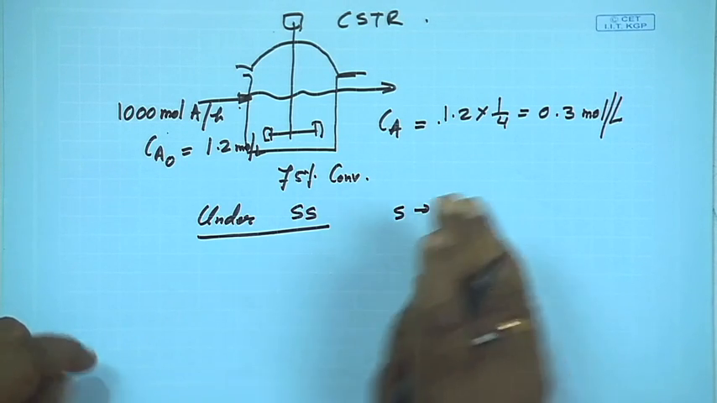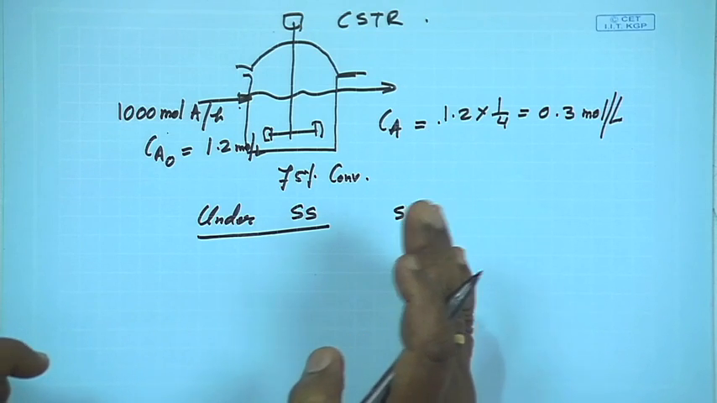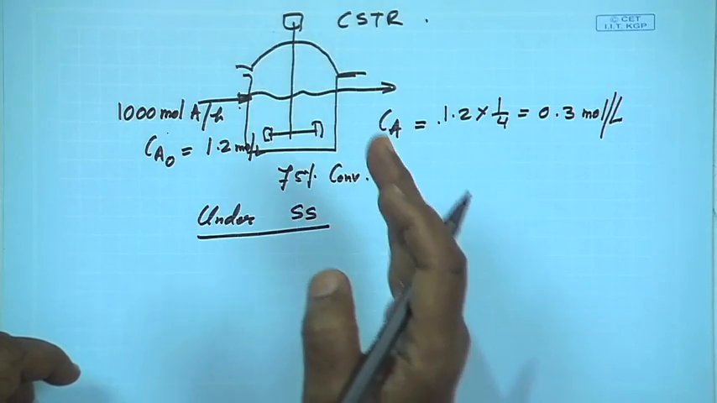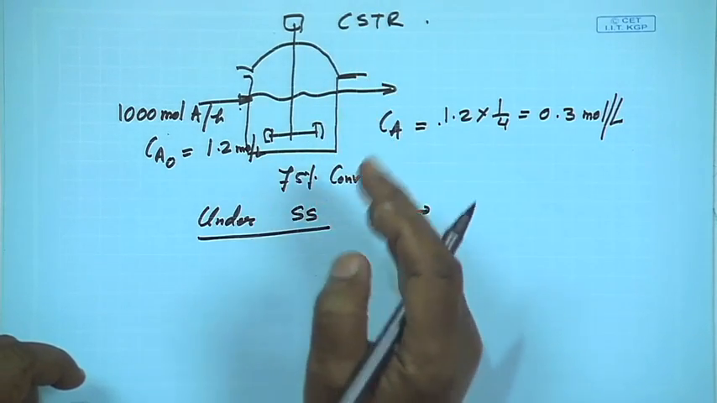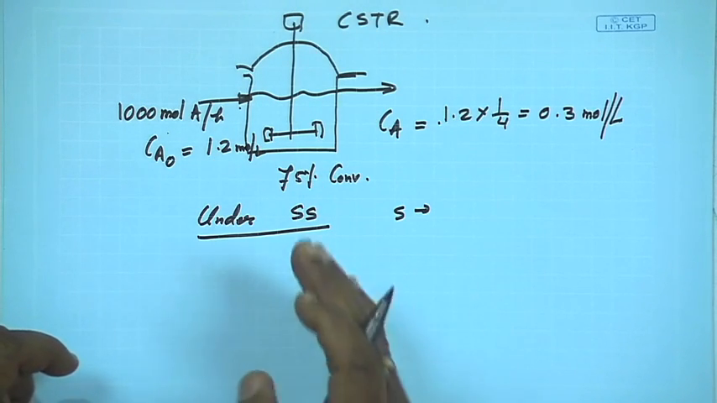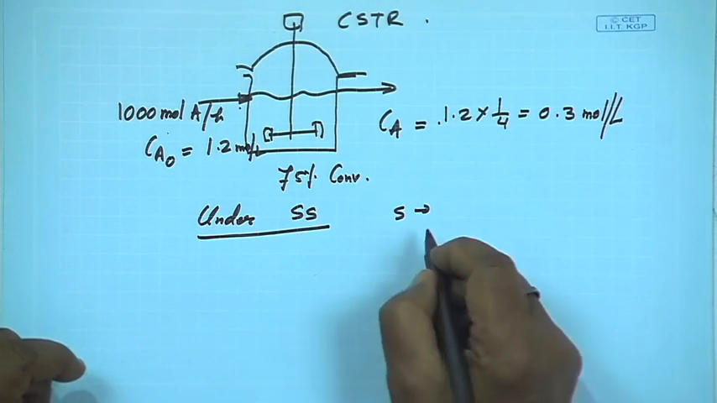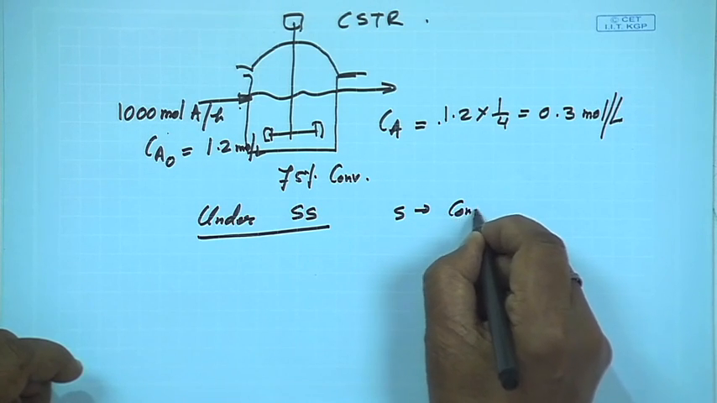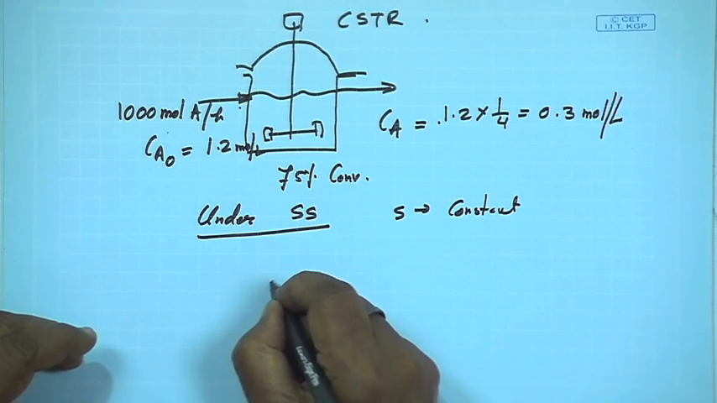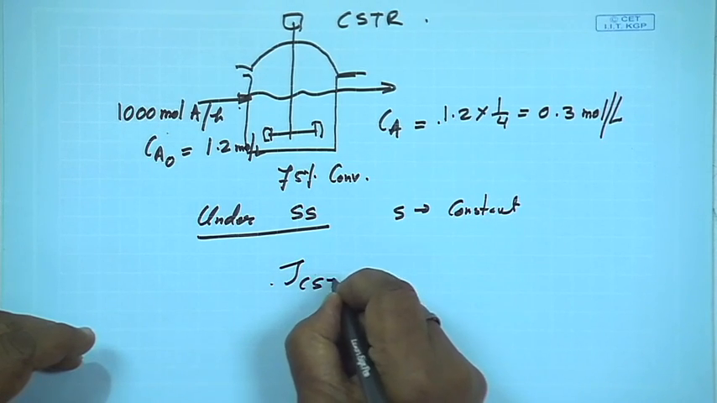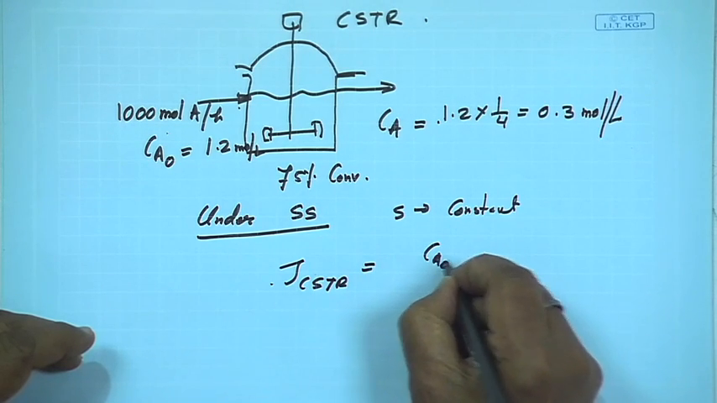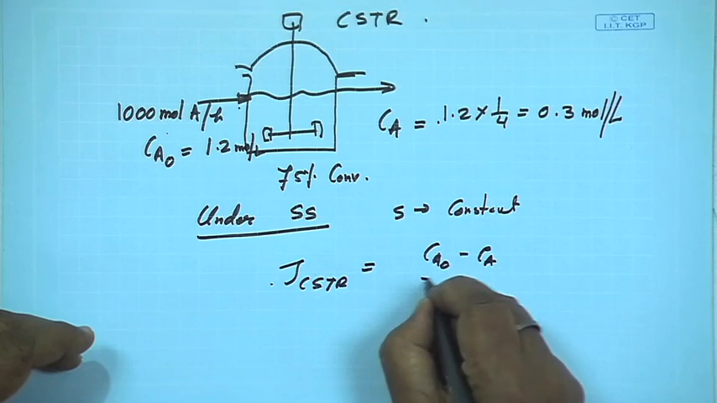Why is it steady state? How do you define the steady state? When the concentration of the different components present in the reaction mixture remains unaltered with respect to time, in different sections of the reactor. So, if S is constant, then what will happen? Your rate of reaction will be constant, then your tau CSTR, we have already seen, tau CSTR equal to what? CA0 minus CA by minus RA.